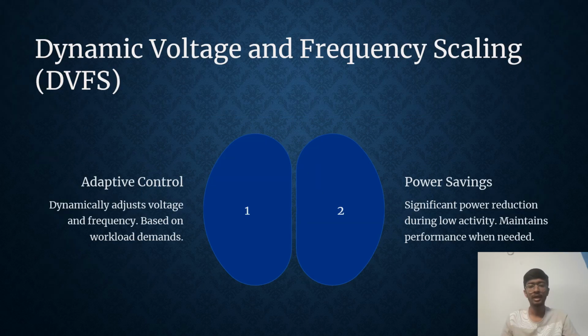Dynamic voltage and frequency scaling. An adaptive controller dynamically adjusts voltage and frequency based on workload demand. Second, power saving. Power saving refers to the practice of reducing energy consumption in order to save electricity and ultimately reduce cost and environmental impacts.